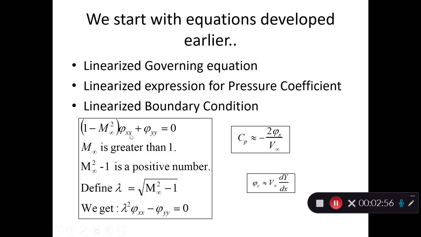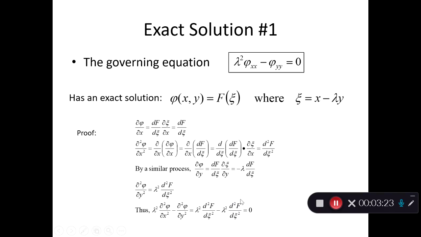Phi xx simply means the second derivative with respect to x, and phi yy the second derivative with respect to y. The surface pressure distribution is shown in here and also the boundary condition. Again, we apply the boundary condition now at the xy plane rather than at the actual body surface. This is a reasonable assumption because the airfoil is very, very thin, camber is very small, and angle of attack is very small. So here is the governing equation.